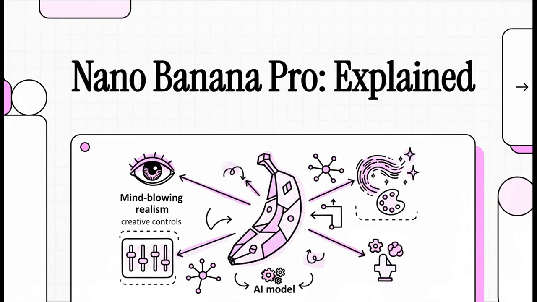All right, so a new AI image model just landed. And let me tell you, people are calling it a massive leap forward. We're talking about Nano Banana Pro. And today, we're going to break down exactly what makes this thing so special, from its absolutely mind-blowing realism to the creative control it gives you, which is, well, it's pretty unprecedented.